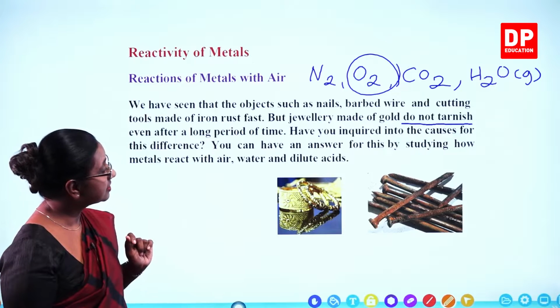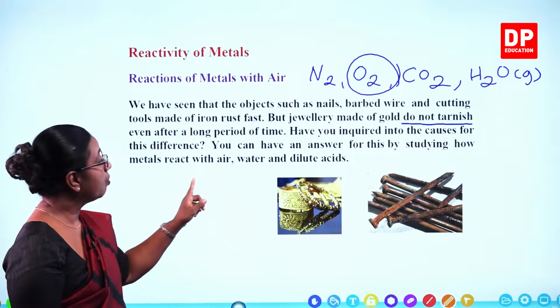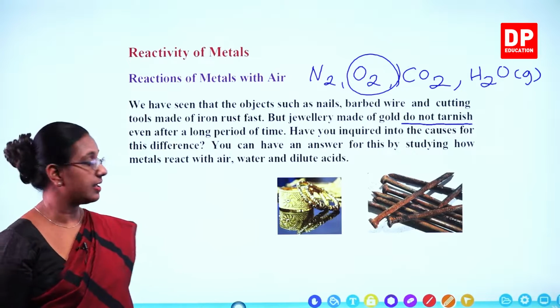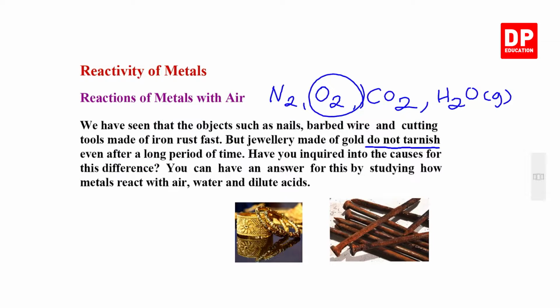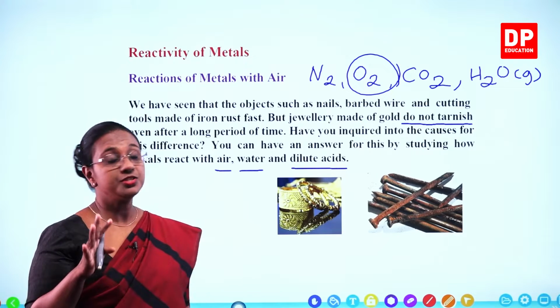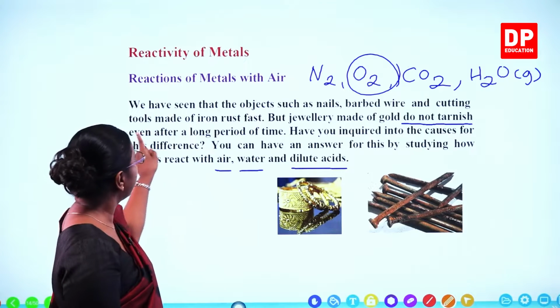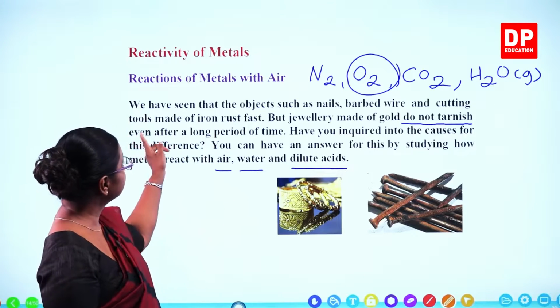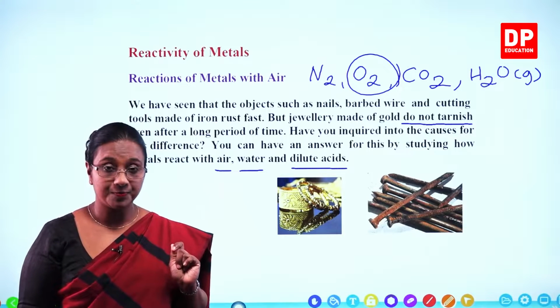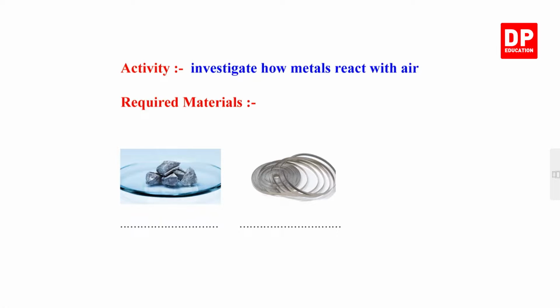You can have an answer for this by studying how metals react with air, water and dilute acids. So, here we are going to consider air, water and dilute acids. Different types of reactions of metals. So, we said reactivity of metals. Under that, now I am going to discuss reaction of metals with air. So, with that students, I will move on to the next slide.